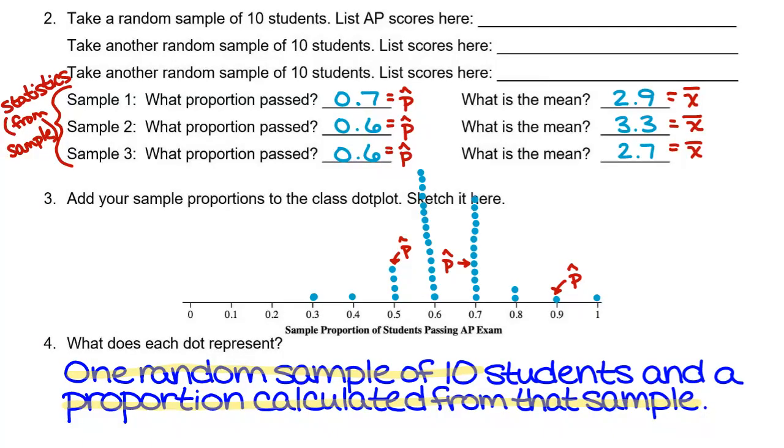Those proportions and averages are statistics. We are going to use these statistics to try to estimate p and mu, the true proportion and the true average. Looking at the dot plot that we came up with, if I asked you to use it to estimate what you think the true proportion is, what would you tell me?